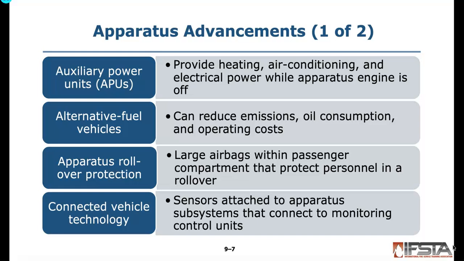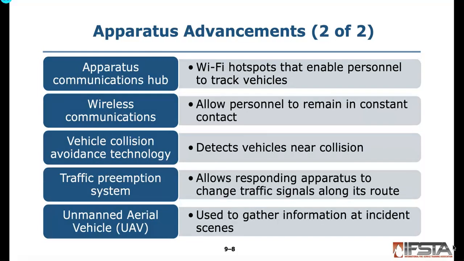Apparatus rollover protection: large airbags within the passenger compartment that protect our personnel in case of a rollover. And then connected vehicle technology: sensors attached to the apparatus, subsystems that connect to monitoring control units. We have several different things like AVLs, or vehicle locators, on these apparatus. There are other sensors on these apparatus, or other subsystems that you have.